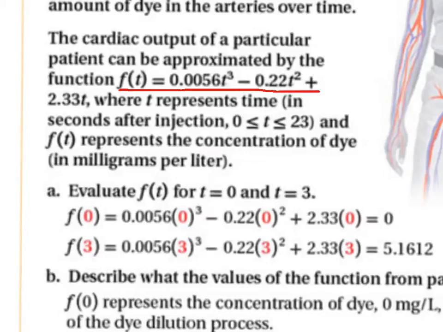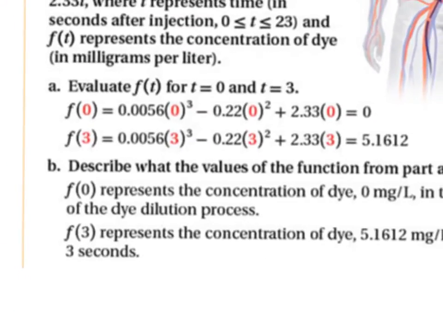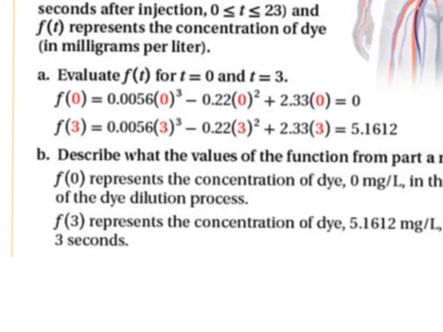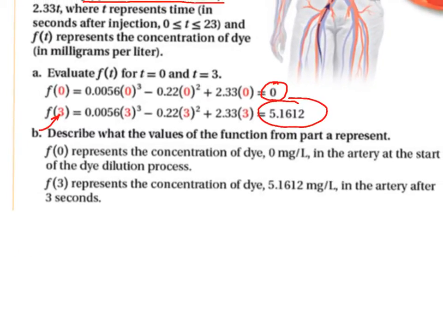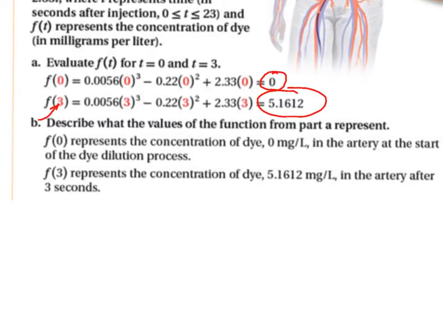So in A, here's what has happened. You evaluate f of t for 0, and then you evaluate it for t equals 3. And in each case, when you do it for 0, it comes out to be 0, and if you put in 3 into the function, it comes back as 5.1612.